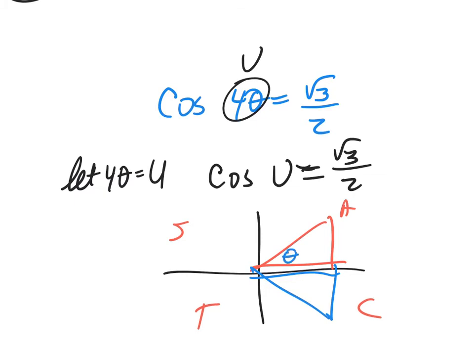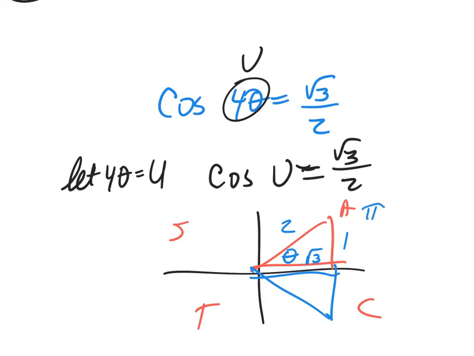Starting with up here, cosine is adjacent over hypotenuse, so we have square root of 3 over hypotenuse is 2, and this must be a 1. And so then what's the angle across from? It's across from a 1, which means it must be a pi over 6. So my first angle here is pi over 6.